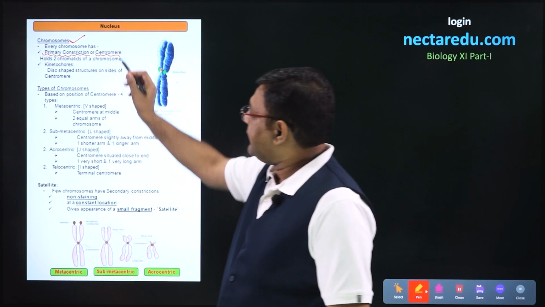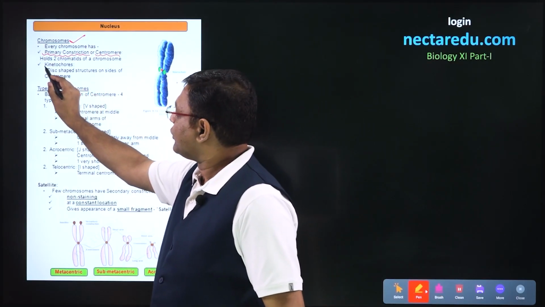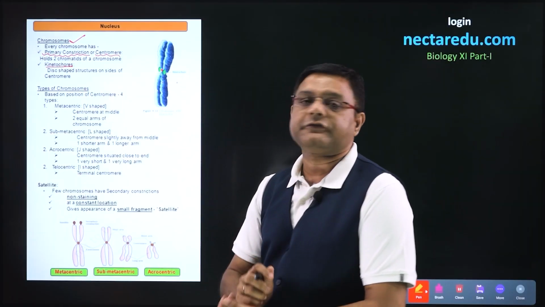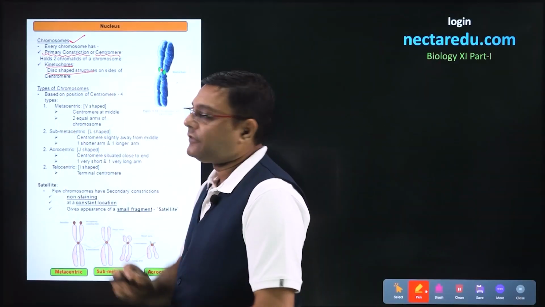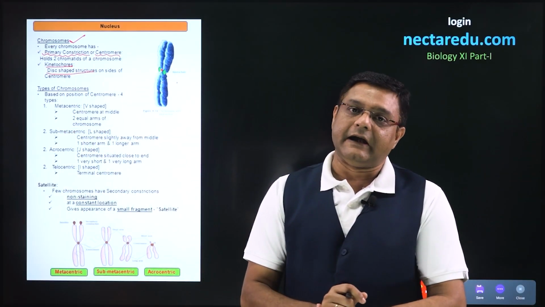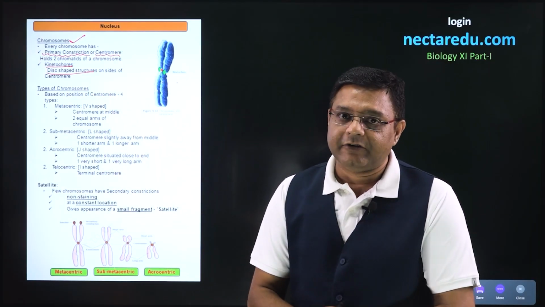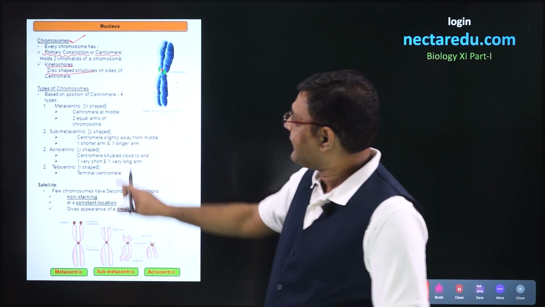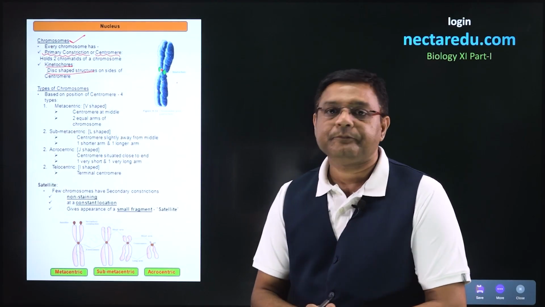Along with this centromere, one more structure is present, called the kinetochore. Kinetochore is shown as greenish structures here. Kinetochores are disc shaped structures, and these will be attached to this centromere. As we will study further in cell division, spindle fibers during cell division attach to these structures called kinetochores.